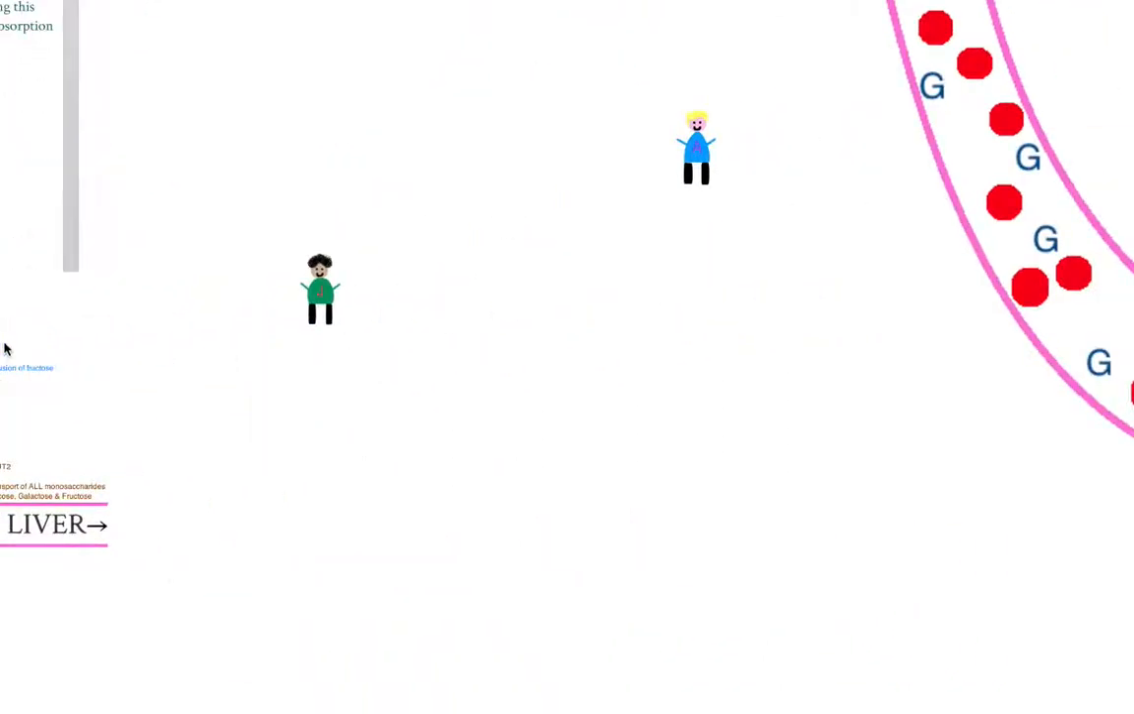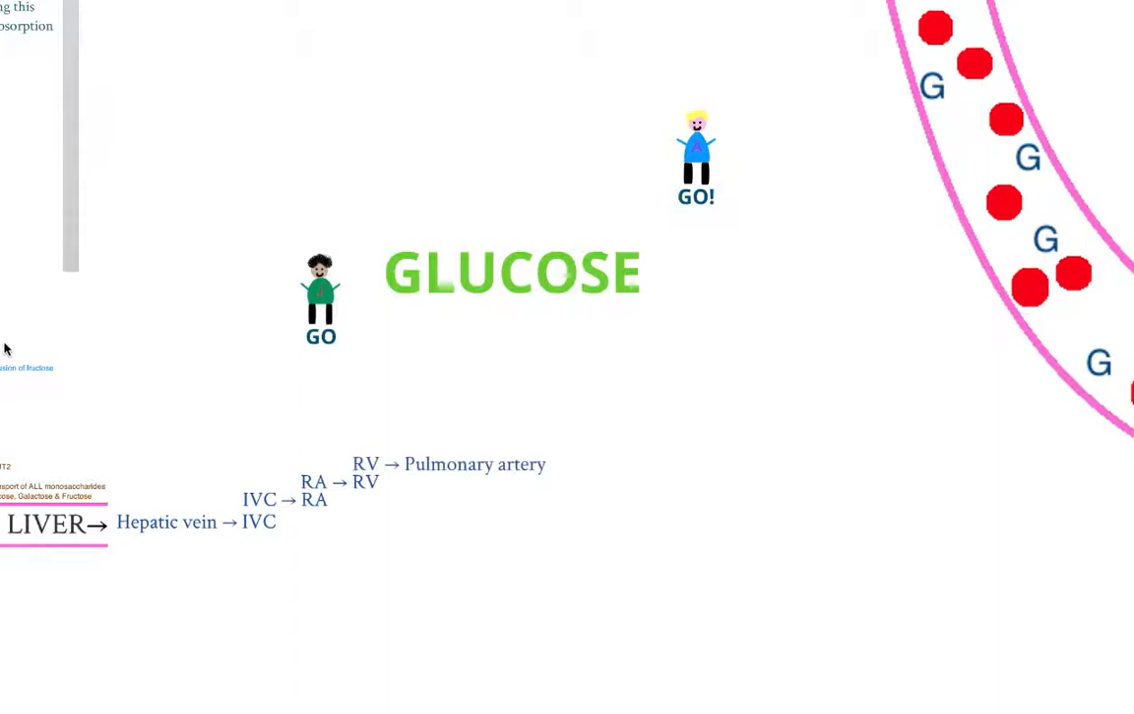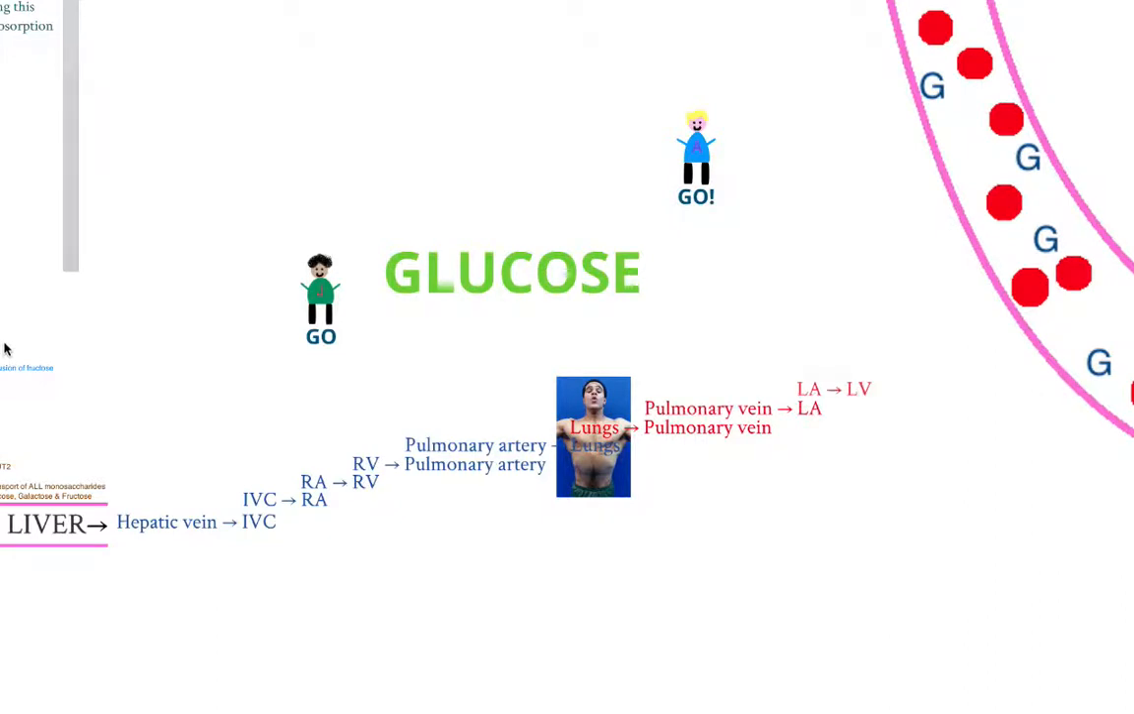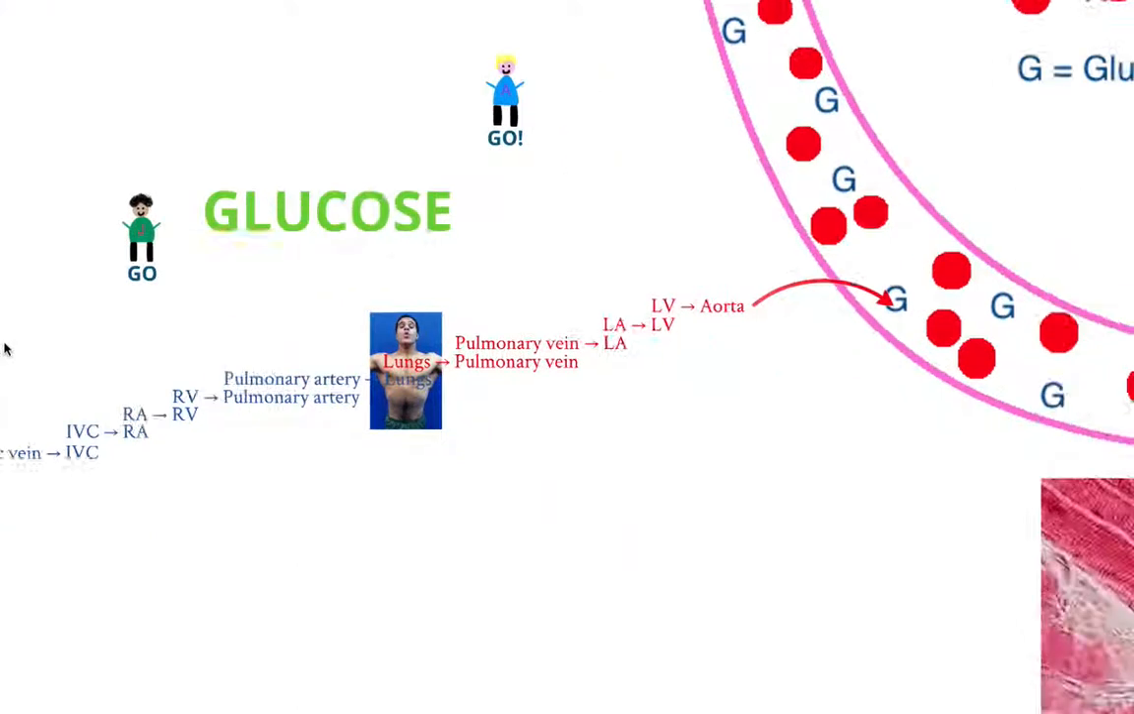How does glucose travel from the liver to skeletal muscle? From the liver, glucose is transported via the hepatic vein to the inferior vena cava, right atrium, right ventricle, pulmonary artery, lungs, pulmonary vein, left atrium, left ventricle, aorta, and finally, into the peripheral circulation.